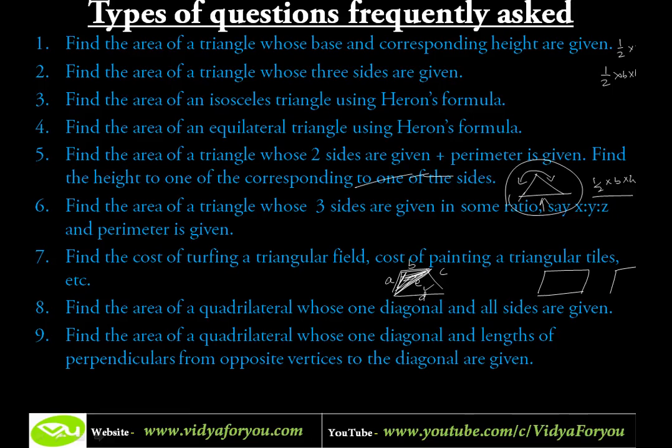Next is find the area of a quadrilateral whose one diagonal and lengths of perpendiculars from opposite vertices to the diagonal are given. So if we talk about this, assume this is the quadrilateral and this is one diagonal, and they are telling that this height and this height are given and this is the base. So again we can use half into base into height to find the area of this triangle and this triangle separately, then sum it up.